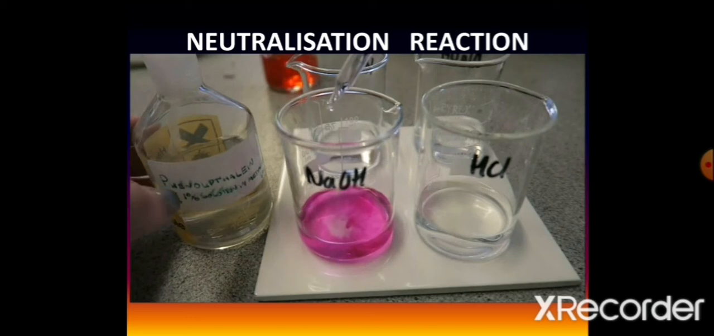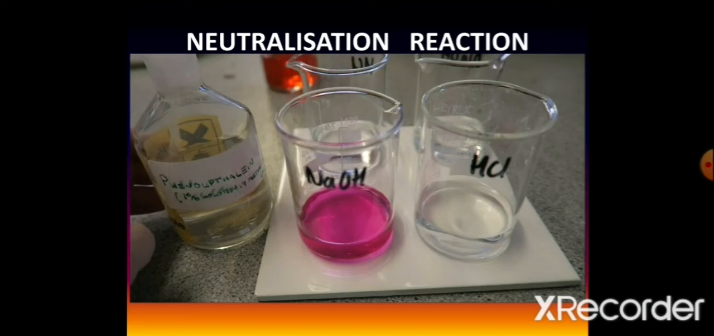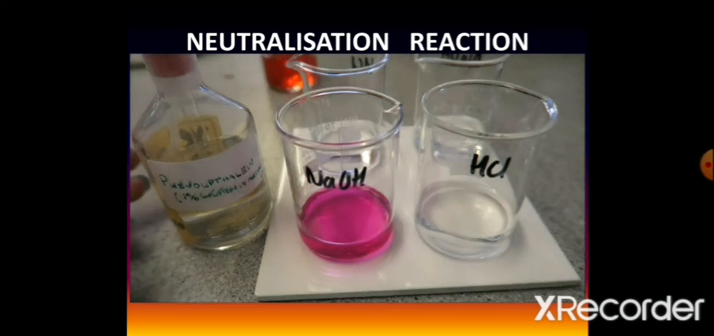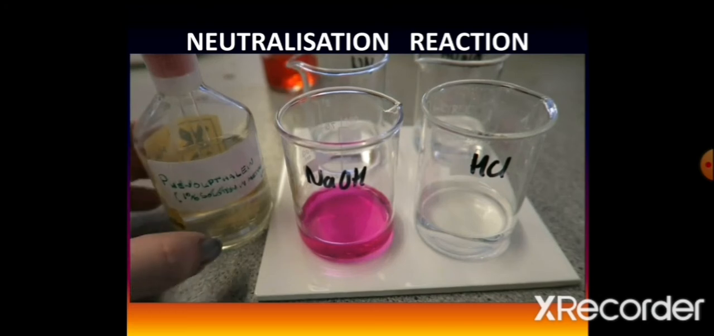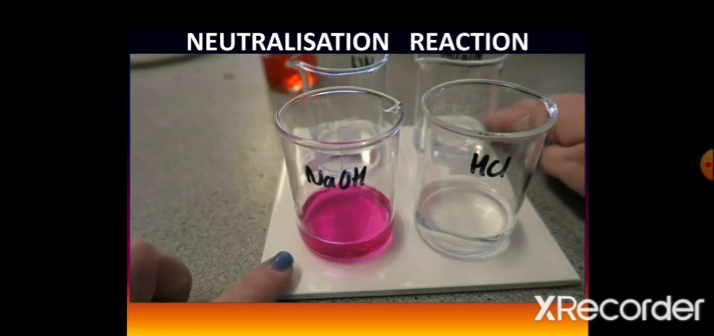See, a very bright pink color appears. Then add it into hydrochloric acid. There is no change in color. It remains colorless. Pink color in alkali and colorless in acid.